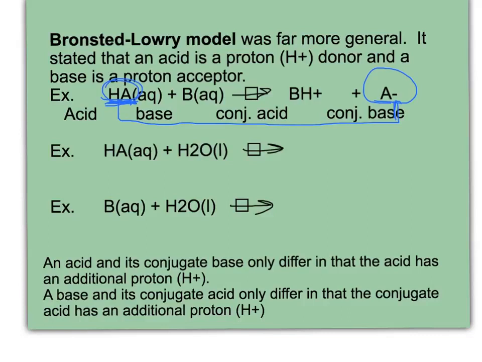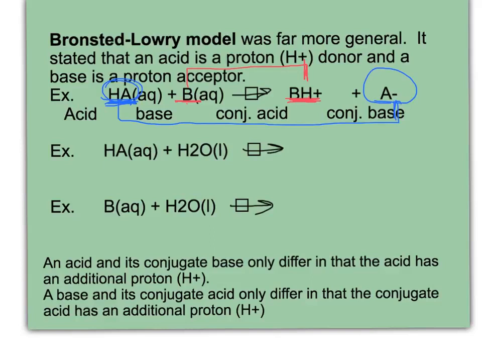Now let's look at the base. The base is B. It has a conjugate acid. The base is a proton acceptor. It gains a proton, so when it gains a proton, it becomes BH plus. So then you'd have a base and a conjugate acid. The base and the conjugate acid look exactly the same, except the acid portion has an extra H plus. So whenever you have an acid or a base and its conjugate, they look exactly the same, except the acid portion has an extra H plus.